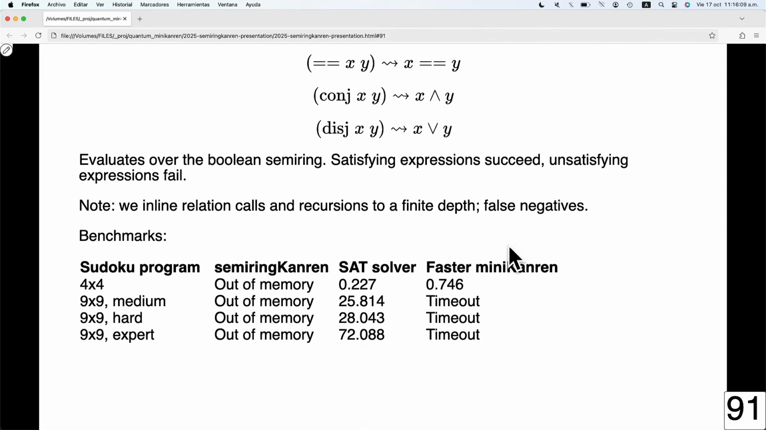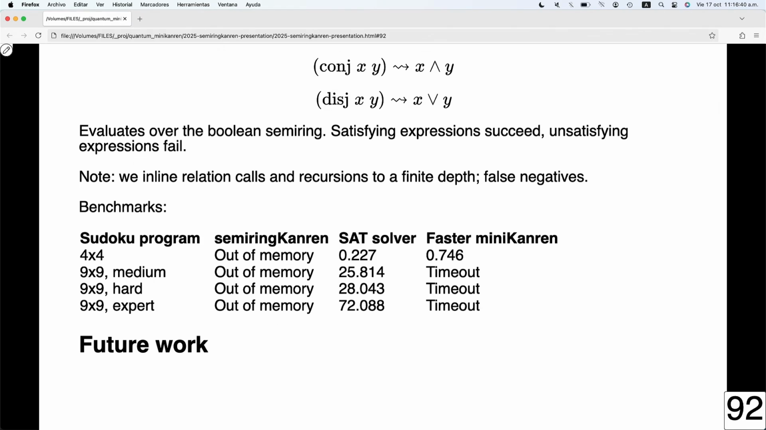All right, so benchmarks. We did Sudoku as a benchmark, and the SAT solver approach is pretty performant compared to faster miniKanren, which on larger examples does time out. Note that with the naive array representation, we end up getting arrays that are much too big to hold in memory. So the naive approach doesn't work. That's something to work on. But the SAT solver does give us nice, pretty decent performance here.